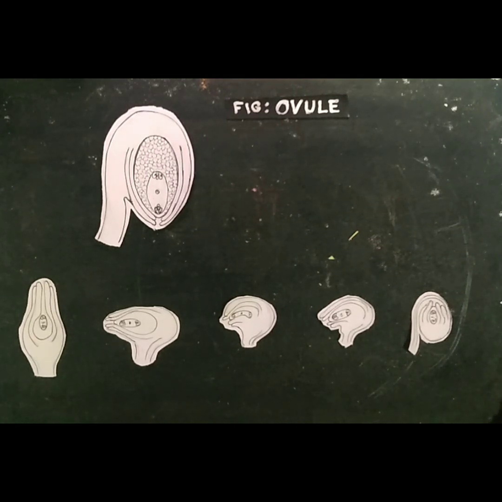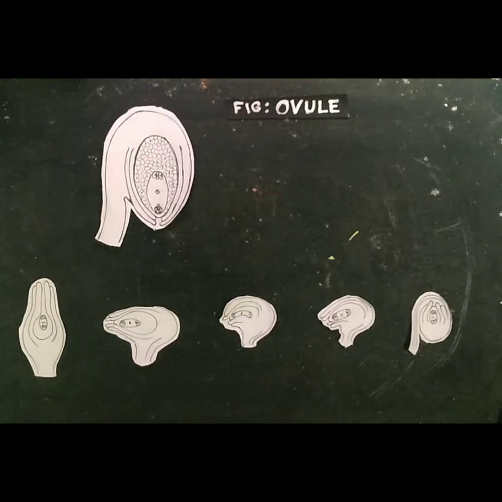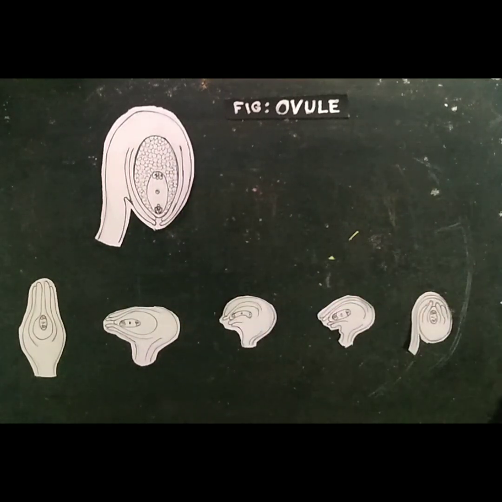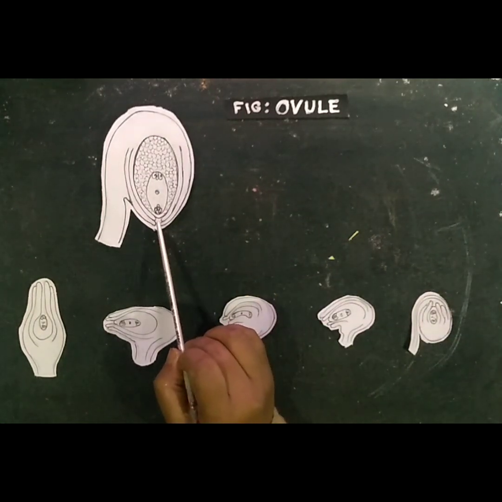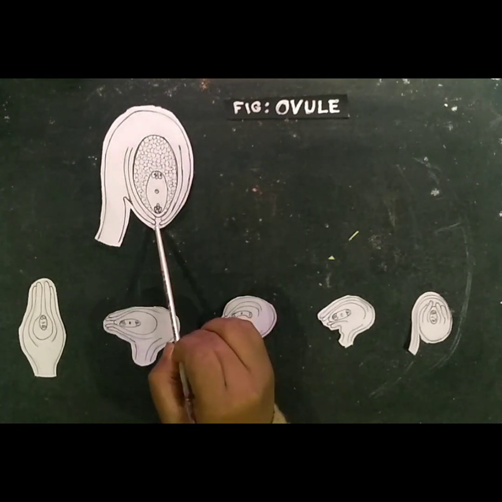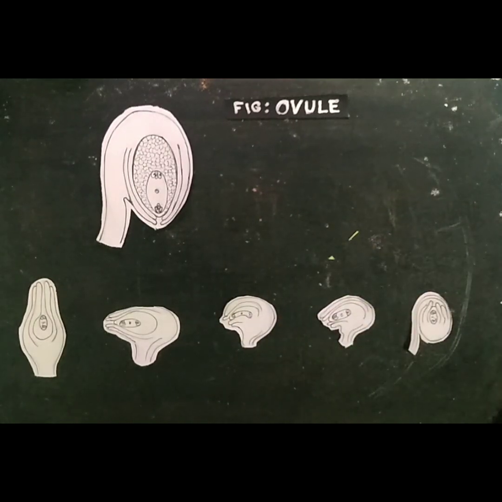The next type of ovule is the anatropous ovule or the inverted ovule. This is the most common type of ovule, where the body of the ovule is completely inverted by 180 degrees so that the micropyle and hilum lie very close to each other. Now we can see here the micropyle and the hilum lying very close to each other and the ovule is inverted completely.